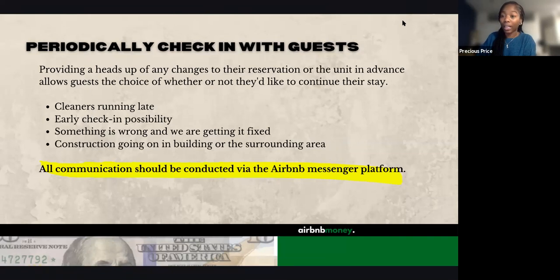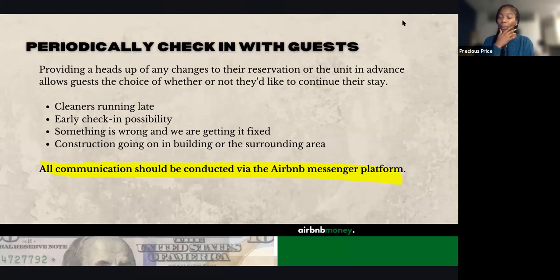So if your cleaners are running late and now they'll have to check in late, let them know that, because for many of you, you're choosing a flexible cancellation policy. Don't try to make a guess or an assumption that, okay, well, yeah, check-in's at 3, but it's Friday, so they're probably not going to get here until 5. It's a recipe for disaster. Let them know before they actually get there.